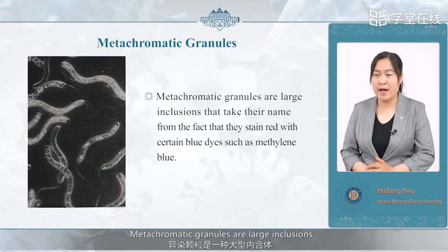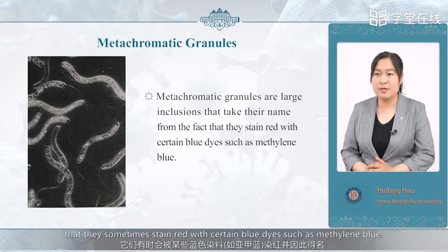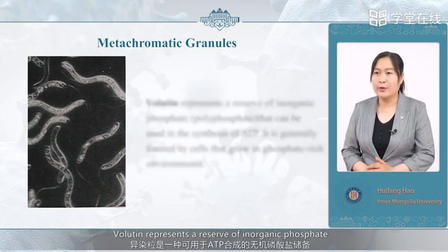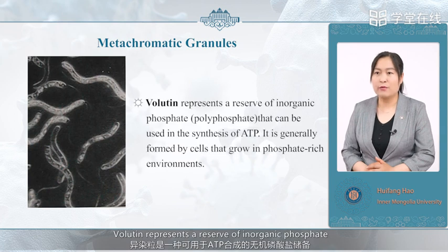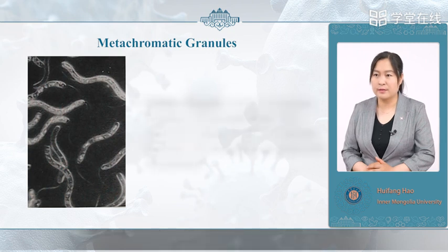Metachromatic granules are large inclusions that take their name from the fact that they sometimes stain red with certain blue dyes, such as methylene blue. Collectively, they are known as volutin. Volutin represents a reserve of inorganic phosphate that can be used in the synthesis of ATP. It is generally formed by cells that grow in phosphate-rich environments.